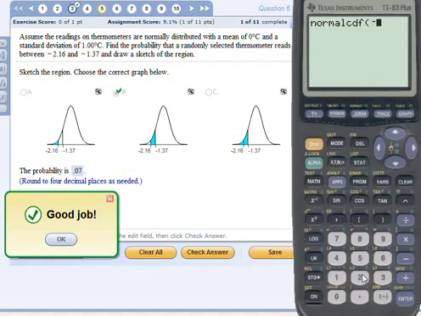Negative 2.16. And it runs to this part of the region, which is negative 1.37. So I'll put a comma here. And then we look at this, and it has a mean of 0 and a standard deviation of 1. So I fill in the mean, comma, standard deviation of 1, parentheses, enter. 0.069957 and so on.